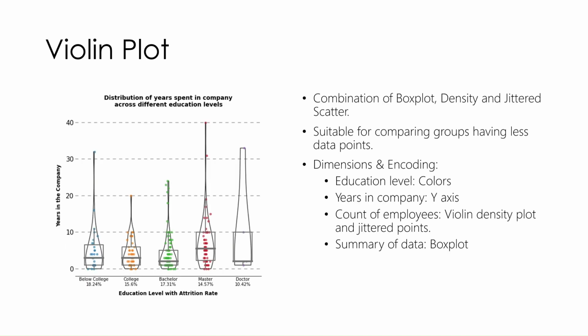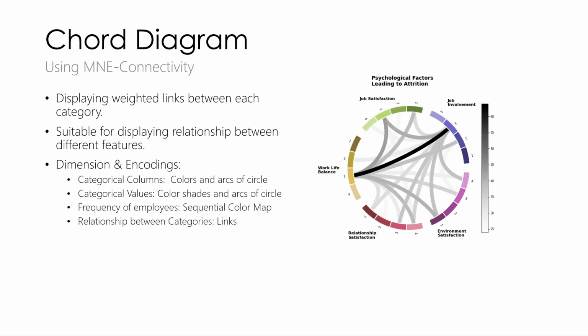Starting with basic visualizations, which are being done using Matplotlib, there's the violin plot, which is a combination of box plot, density, and jittered scatter points. It is suitable for comparing several groups having a small number of data points. The dimensions are category of education level, which is represented by colors, different years on the y-axis, and the count of employees by the density plots, the violins, and the jitter points. The summary can be found out using the box plots.